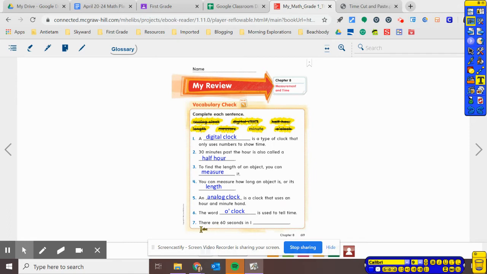And then finally, number seven says there are 60 seconds in 1 minute. Go ahead and write that on the line. So your paper should look like my paper with all the same answers. If it doesn't, pause the video, take the time to catch up, and then you can unpause when you're ready to move on. We're going to turn the page together.